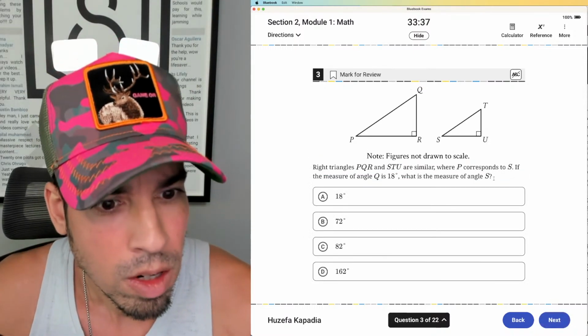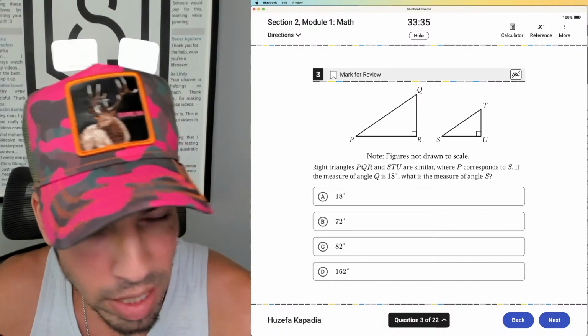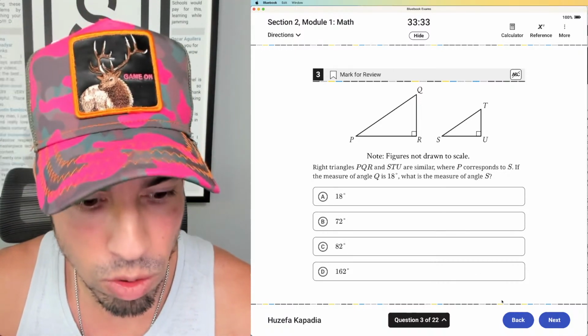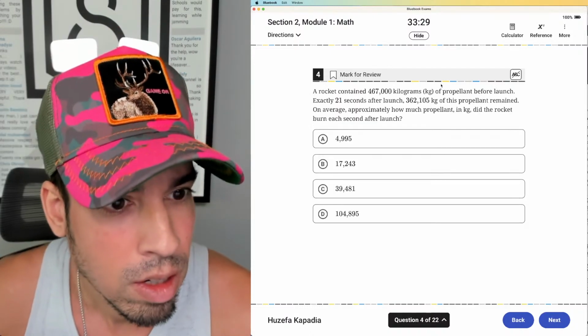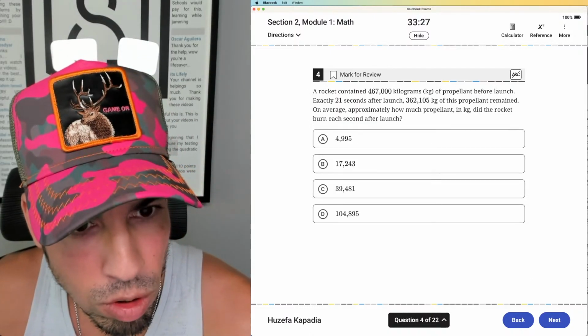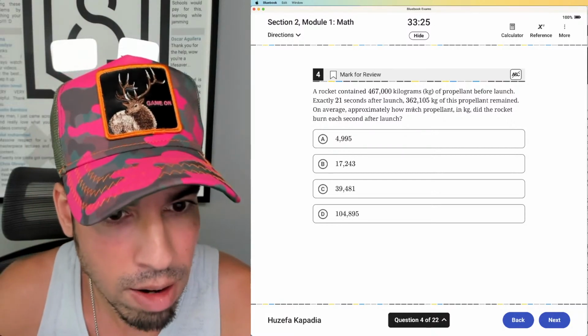Number 3. Not drawn to scale, corresponds. Okay, this one you can't really use the calculator. You have to know the language of what this means. So we're just going to skip it and leave it blank. Kilograms every 21 seconds after launch. Boom, boom, boom. Remained on average. Okay.